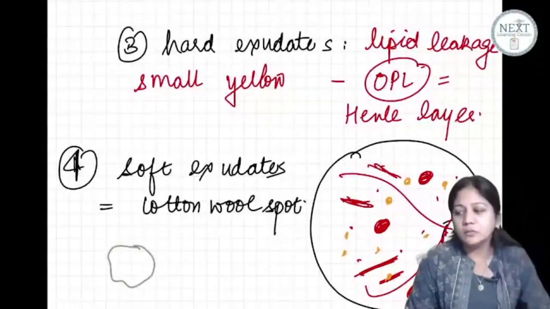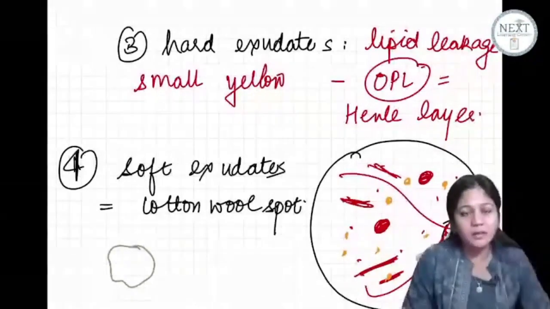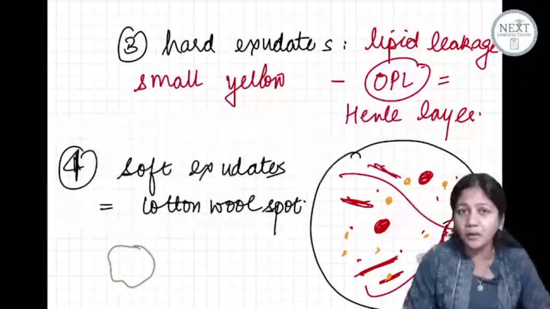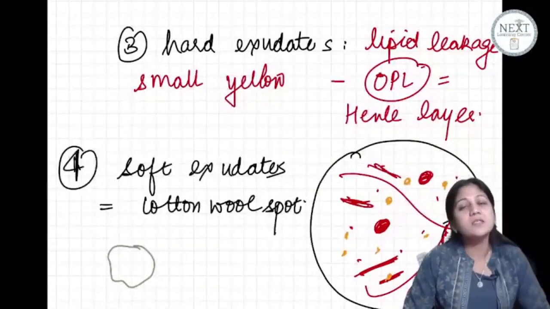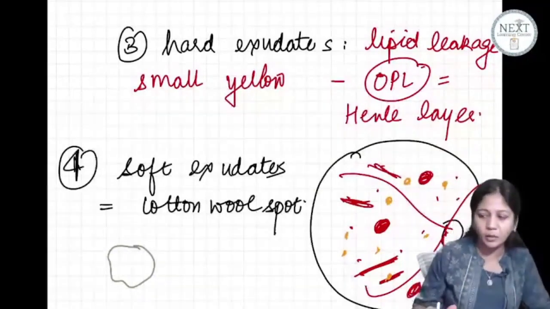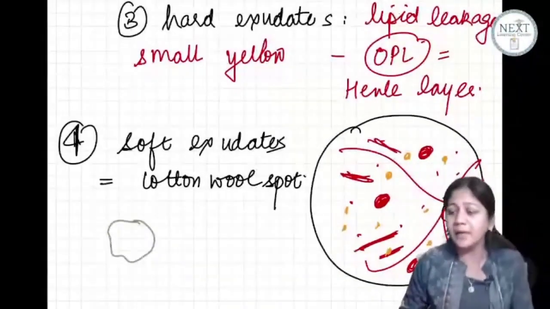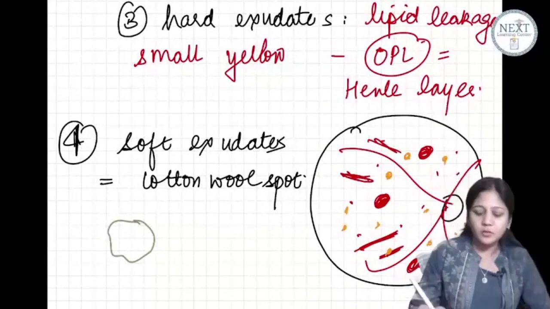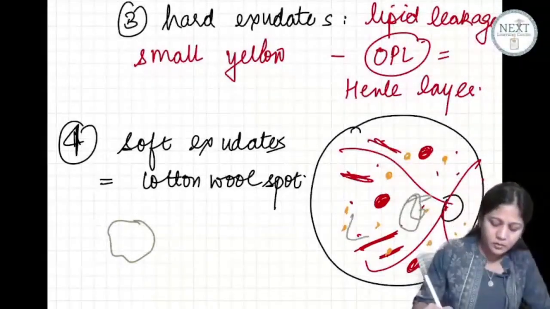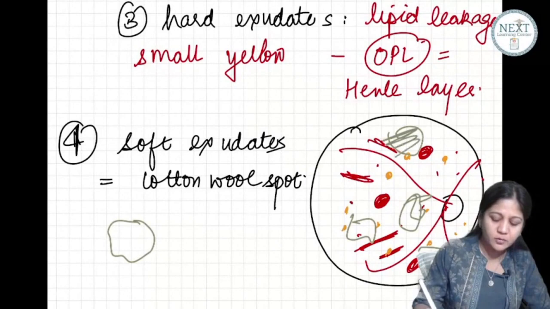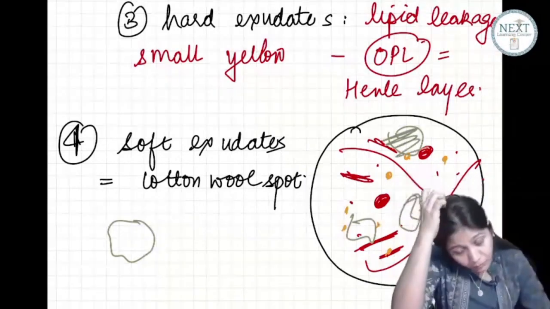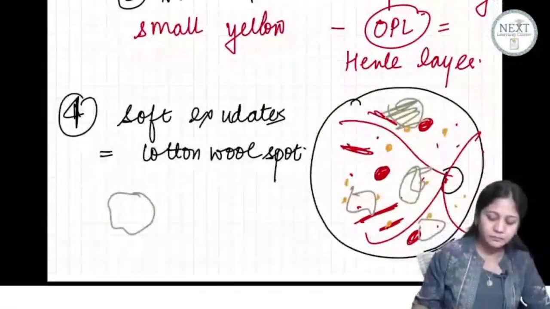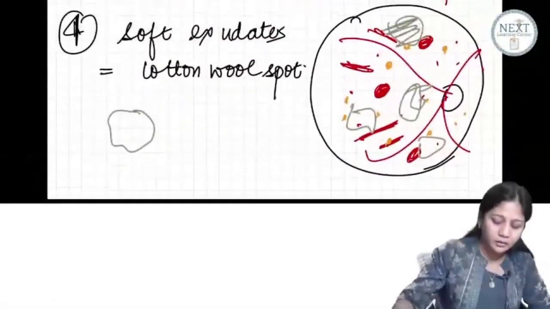Now, the next lesion which we see in retina is soft exudate. Soft exudates look like cotton. They are also called cotton wool spots. Similarly, how do they look? Please see. OPL is outer plexiform layer, Dr. Kavita, outer plexiform. So this is your soft exudate. It's like cotton, fluffy, ill-defined, large. ठीक है, like a cotton.